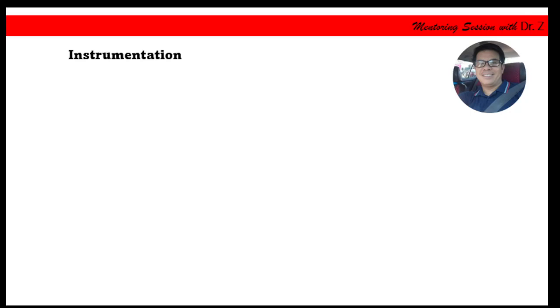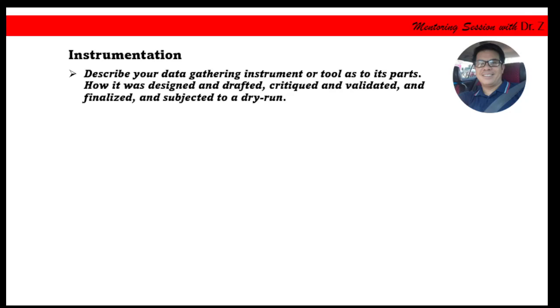next is your instrumentation. Okay, now in this particular portion, the researcher will describe the data gathering instrument or tool, and its parts, of course, how it was designed and drafted. Some story about it, and how it was critiqued and validated by experts and professors, and how you finalize it and subjected it to a dry run, or the pilot testing. That is also a very important part of your instrument, prior to the formal administration or floating of your survey questionnaire. Now, if it is a standard tool, this is also important. Researcher must acknowledge the source of your tool.